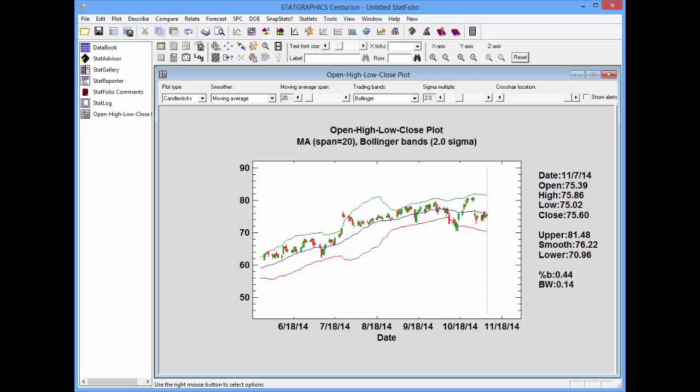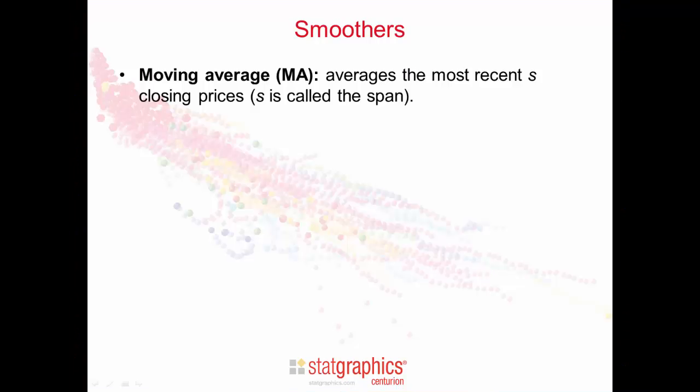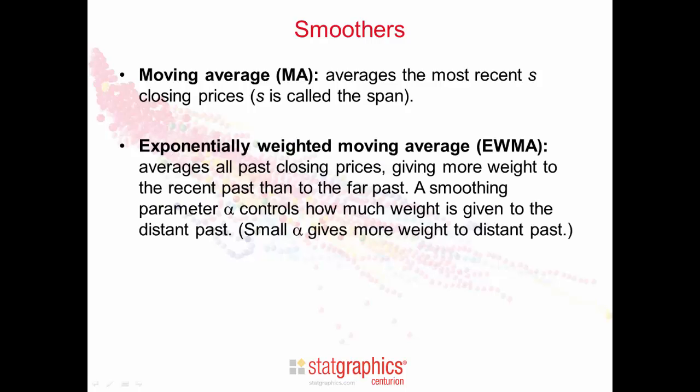Also included on the chart is a smooth line, the blue line going through the middle of the candlesticks, which may be based on either a moving average or an EWMA. The moving average smoother averages the most recent S closing prices, where S is called the span of the moving average. The exponentially weighted moving average, or EWMA, averages all past closing prices, giving more weight to the recent past than to the far past.